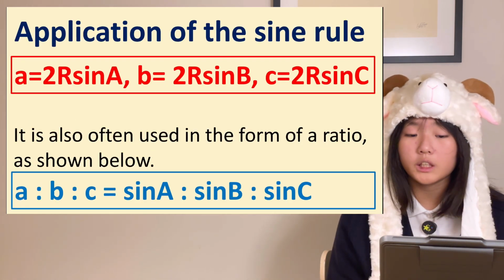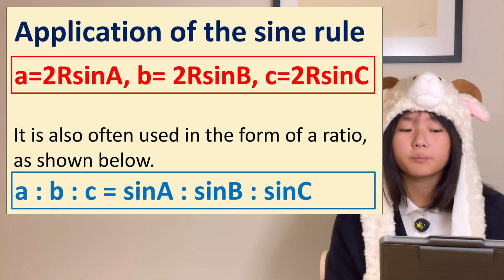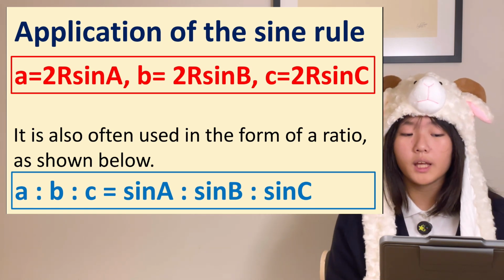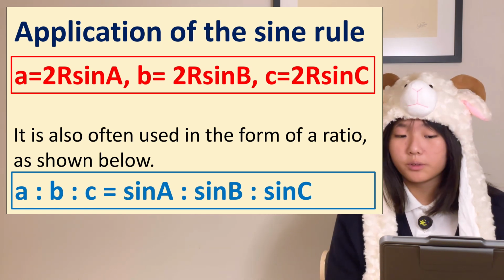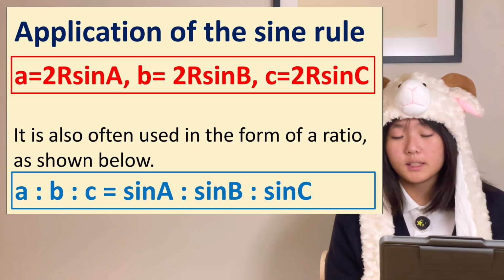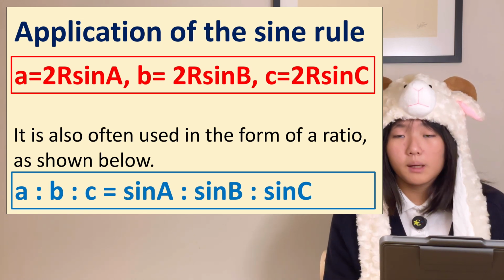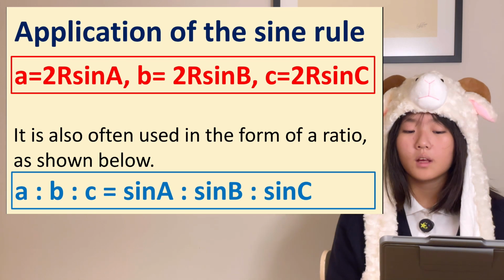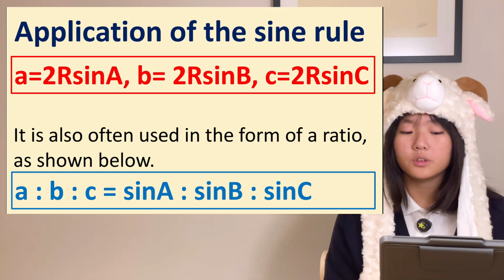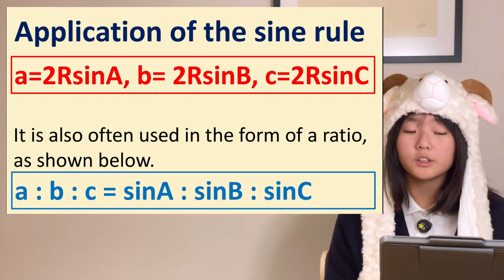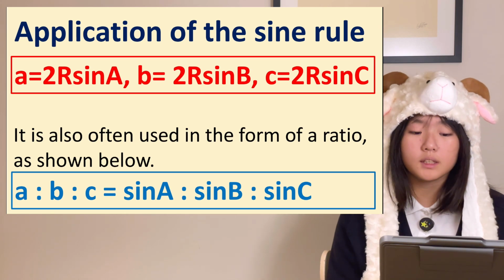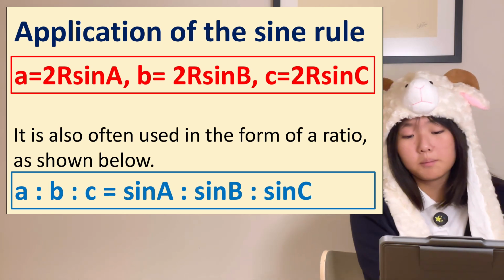Now, I'll tell you about the applications of the sine rule. a equals 2R times sine A, b equals 2R times sine B, and c equals 2R times sine C. It is also often used in the form of a ratio, as shown below. a to b to c equals sine A to sine B to sine C.